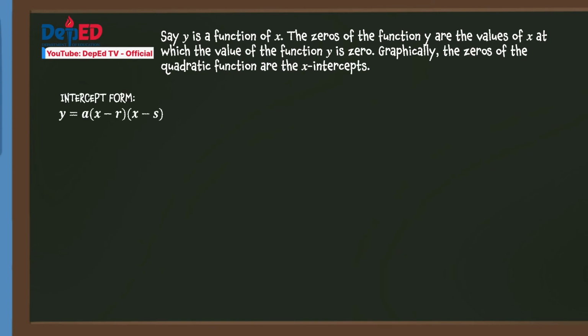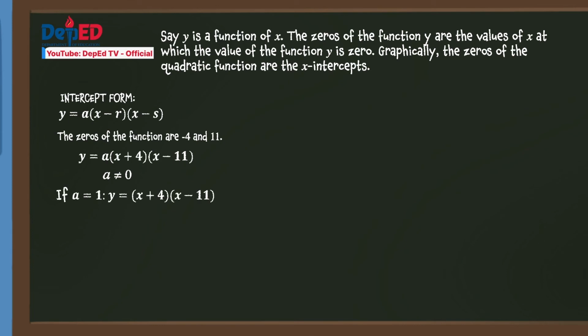Let's have the first example. The zeros of the function are negative 4 and 11. So, y is equal to a times the binomial (x plus 4) times the binomial (x minus 11). And since no information is given about the leading coefficient a, we may arrive at a family of quadratic functions corresponding to this equation. Just remember that a is a non-zero constant.